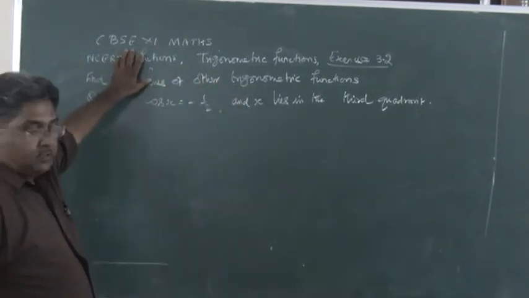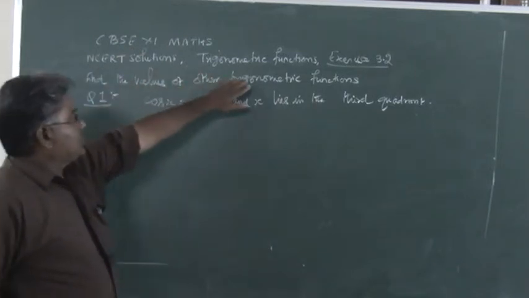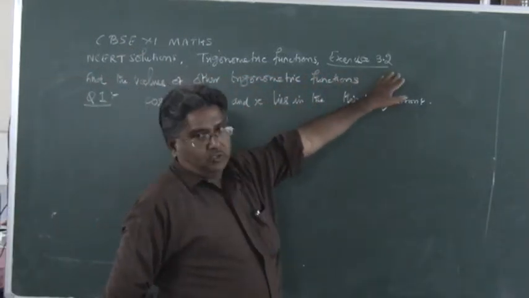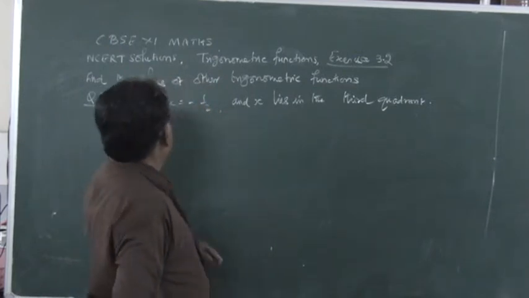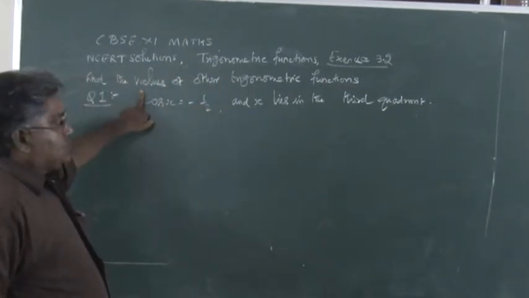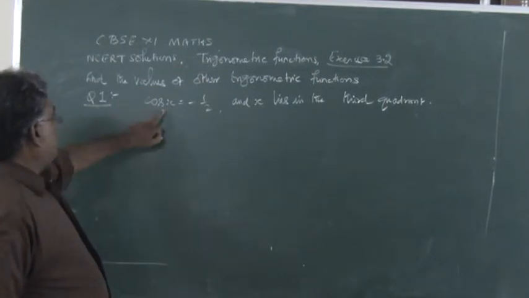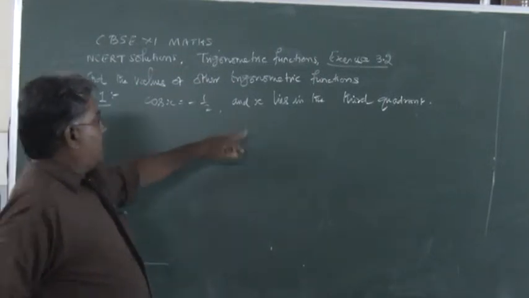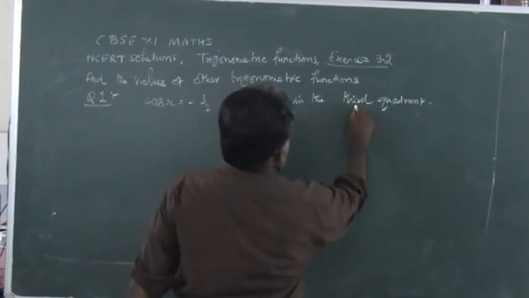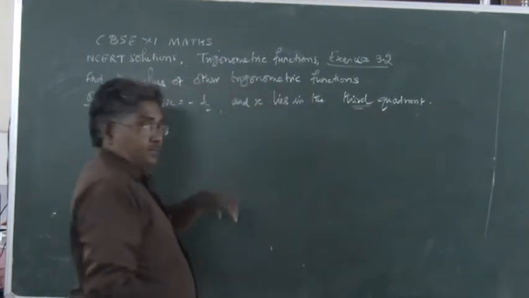CBSE 11th class NCERT solutions, trigonometric functions, exercise 3.2. Find the values of other trigonometric functions. You are given cos x is minus half, and also you are given x lies in the third quadrant.